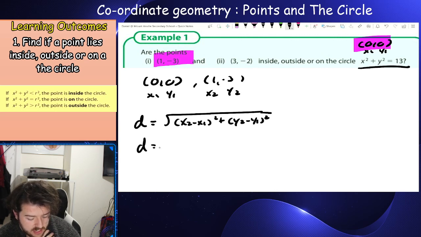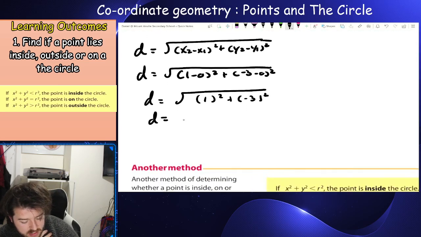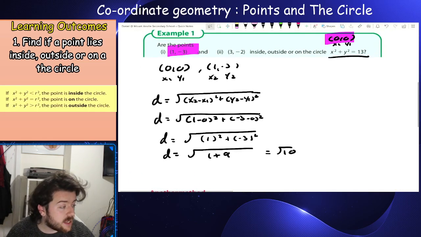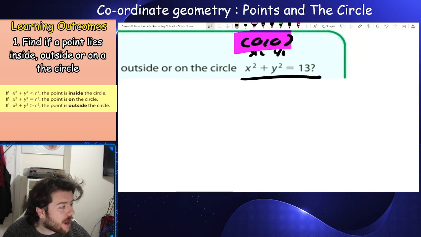So the distance is equal to the square root of (1 minus 0) squared plus (-3 minus 0) squared. The distance is equal to the square root of 1 squared plus (-3) squared, which is the square root of 1 plus 9, which is equal to the square root of 10. So the distance between my center point and this point is the square root of 10. Now let's have a look at what the radius of the circle actually is. So I'm going to go back up to my equation here.